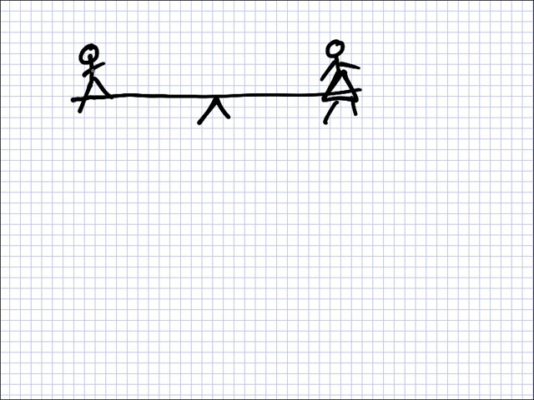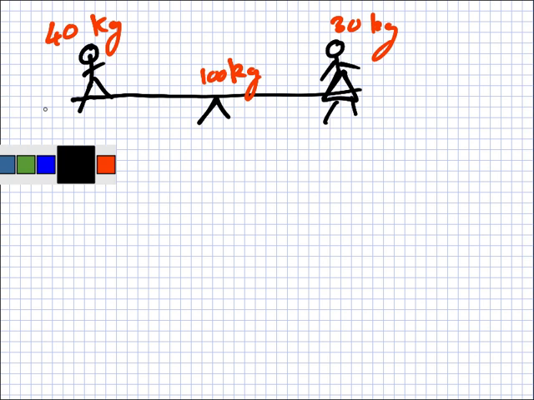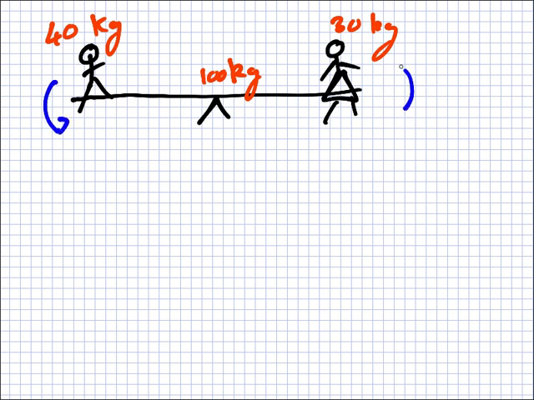And what did we say he was? He's 40 kilograms, and she's 30 kilograms. And the seesaw is actually 100 kilograms. Now what will happen is this will go this way, and this will go this way.